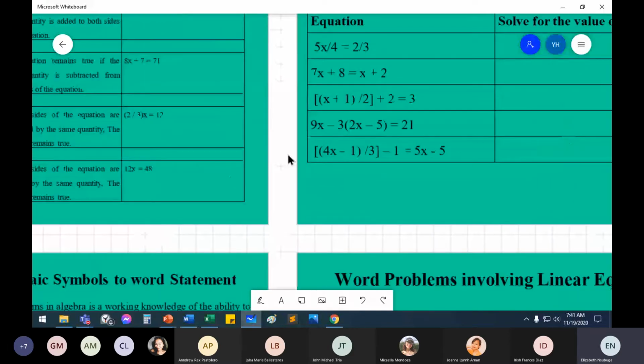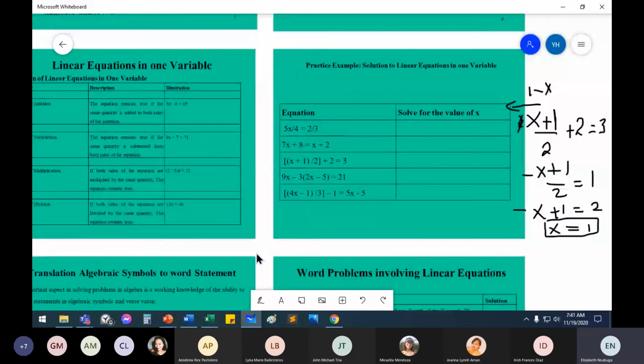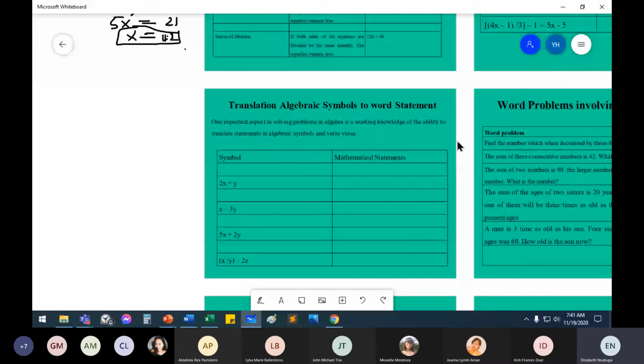Okay, so let's look at the second topic. The topics we have: number 1 topic was finding solutions for linear equations. Now we want to translate, remember language and symbols, students. We want to translate algebraic symbols to word statements, and then we are going to do the vice versa. I am not so fond of this one, because if you're translating, we have a good example here. Okay, let's do this.